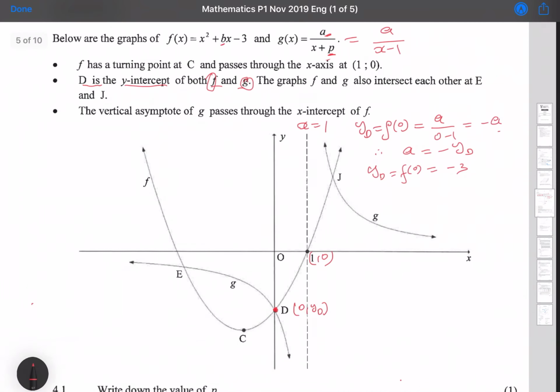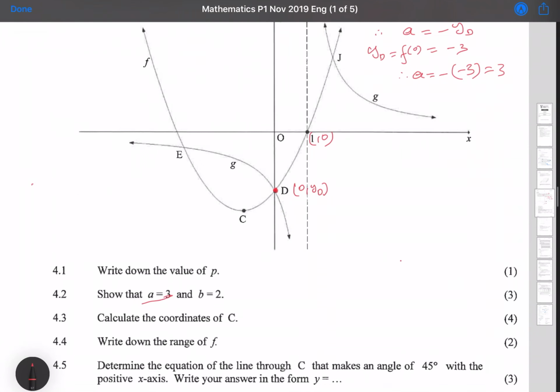So yD is minus 3. Therefore, a is equal to minus yD, which is minus minus 3. And then your answer is positive 3. Just what they've been asking.